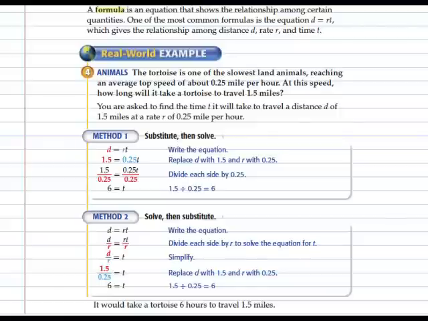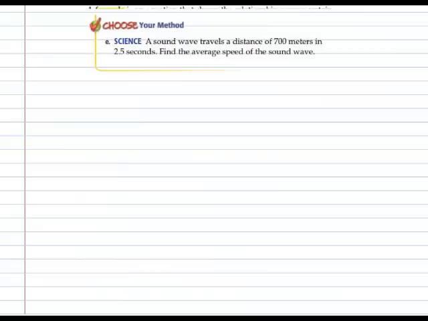In method 2, it says solve, then substitute. Write the equation distance equals rate times time. If I divide both sides of my equation by R, I get a new formula which says distance divided by rate equals time. So I can take my 1.5 miles, divide it by my 25/100ths of a mile per hour, which will give me the time. 1.5 divided by 0.25 is 6. Same solution as my previous equation. It takes the tortoise 6 hours to travel 1.5 miles.